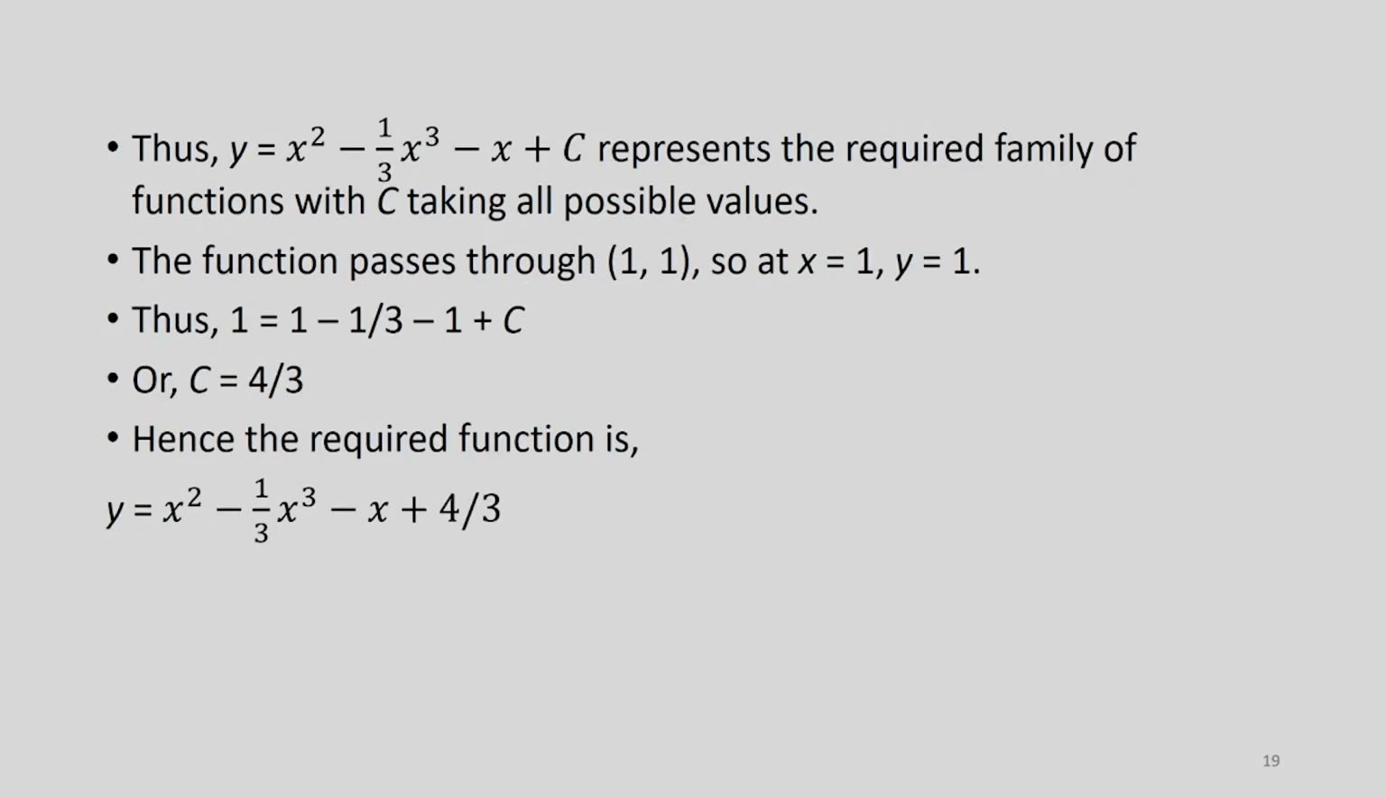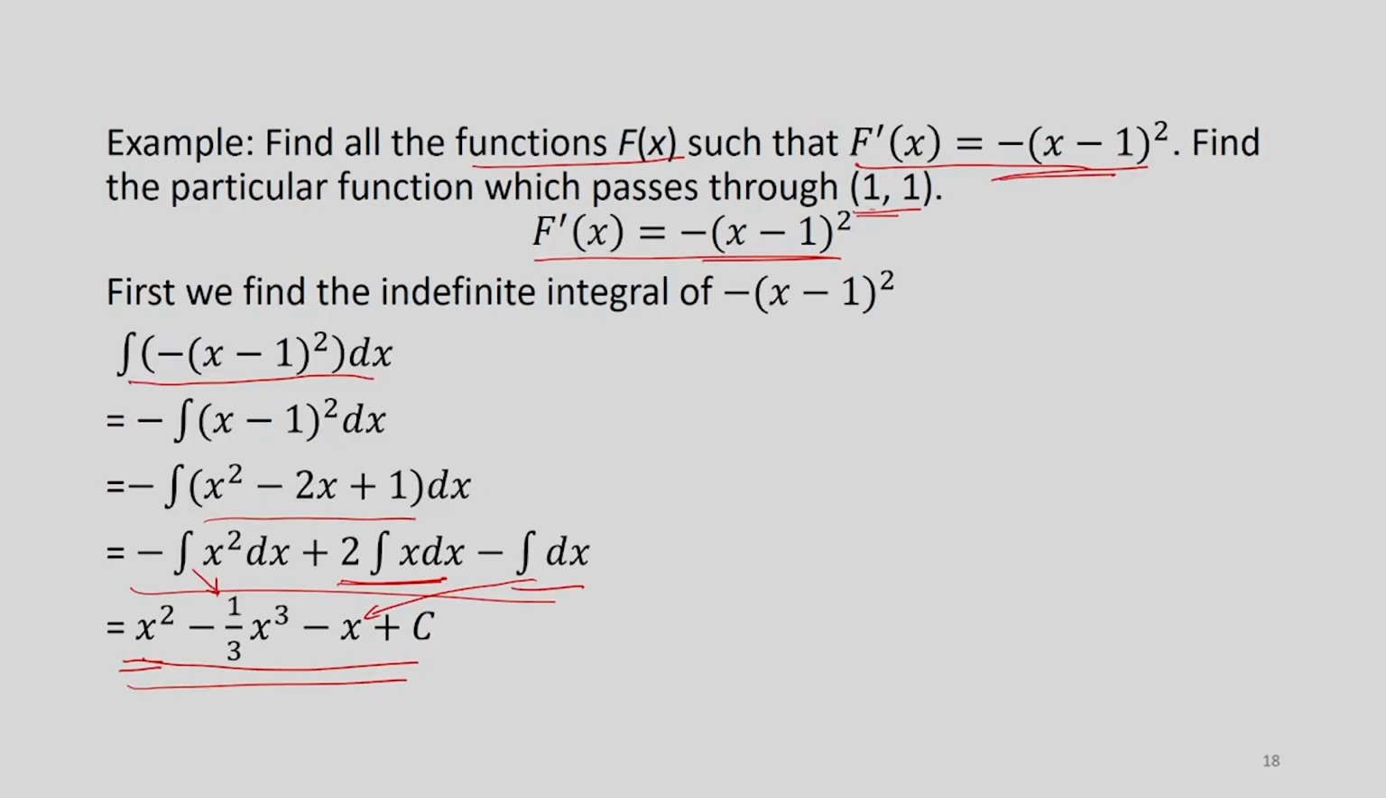So, y is equal to x square minus 1 divided by 3 x cube minus x plus c represents the required family of functions with c taking all possible values. Instead of y, I could have written it as f(x) as well, because that is the form that is written in the question. Now, we have to find that particular function which passes through the point (1, 1). It is written there.